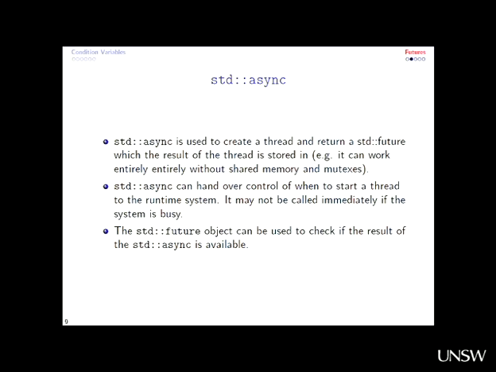Now, std::async hands control of when to start a thread to the runtime system. So it may not be called immediately if the system is busy. What that means is we call std::thread, and a thread gets generated immediately. And again, computers are very fast these days, but my laptop in front of me here has 8 cores.